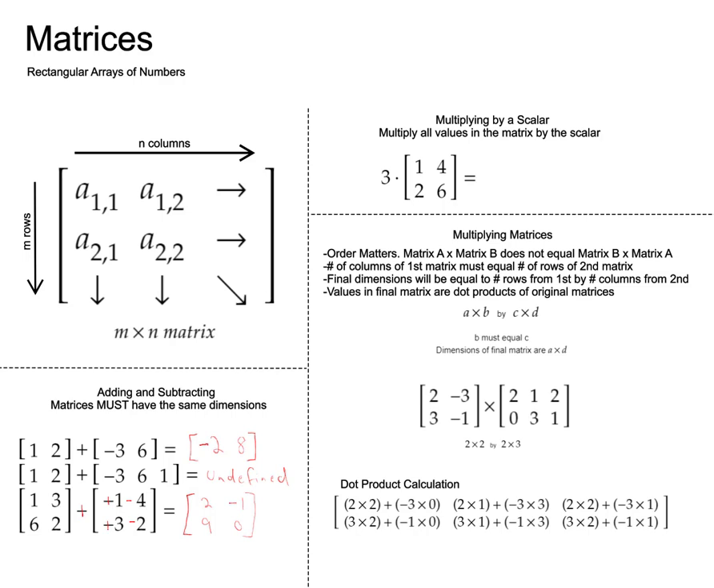We can also multiply matrices by a scalar value. This is really simple. We simply take the scalar value and apply that to each value in the matrix. So here we have 3, a scalar, times a 2 by 2 matrix. So we're going to multiply each of the values in that 2 by 2 matrix by 3. That will give us 3, 12, 6, and 18.